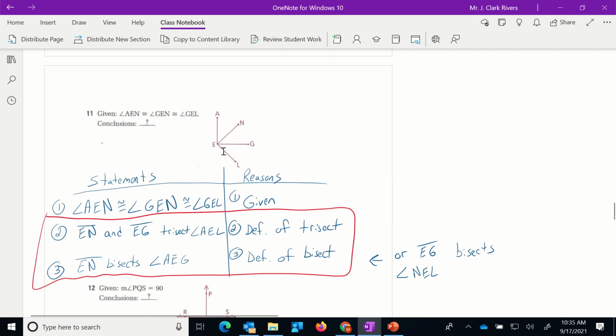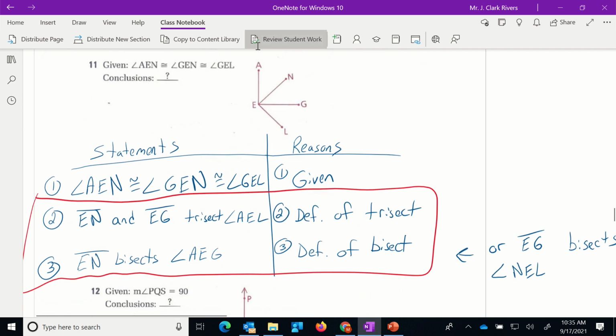11. Given that AEN, which is right here, is congruent to GEN, which is right there, and congruent to GEL, which is right there. Statement number 2, EN and EG trisect AEL, that's the definition of trisect. I do need you to have that.